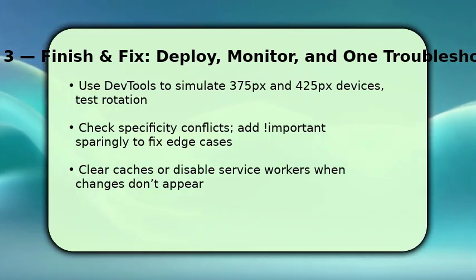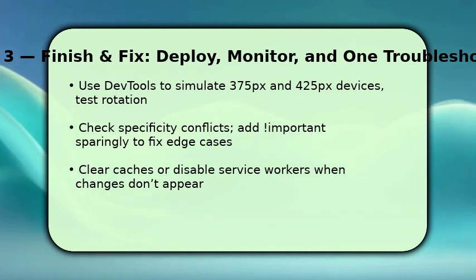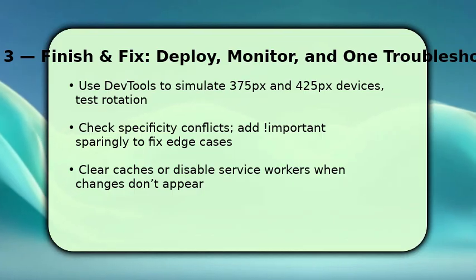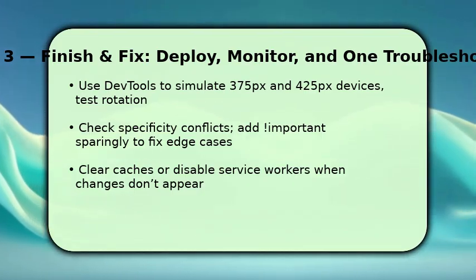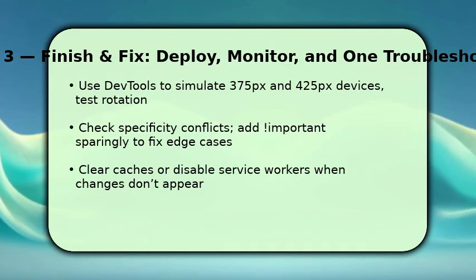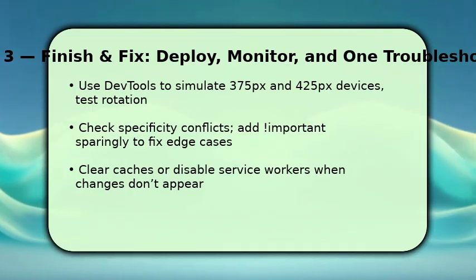If updates don't show, clear caches and disable service workers to force fresh CSS loads. Troubleshooting tip: when a rule seems ignored, check for inline styles or higher specificity selectors. Fix those first, then retest to confirm the mobile rules apply as intended.